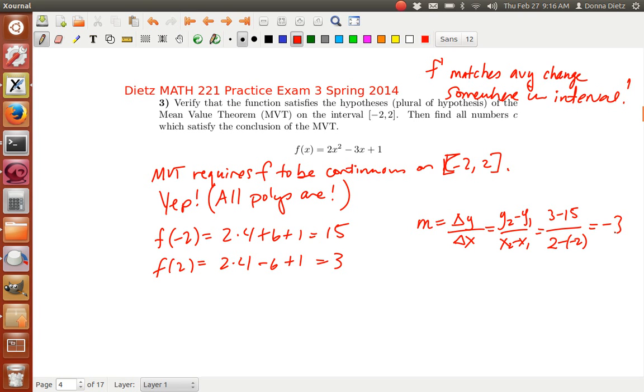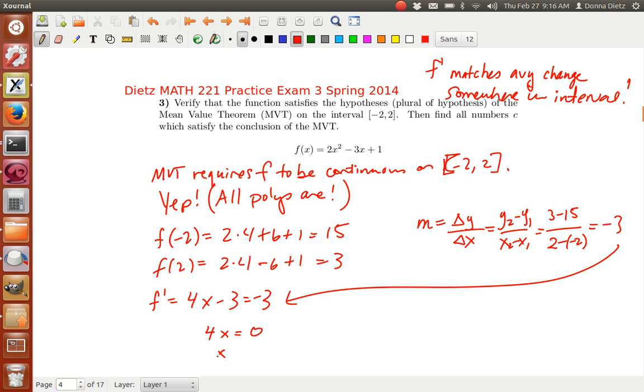Okay. So now let's go ahead and take the derivative, which you've been dying to do because you like that. Now let's set that guy equal to -3 and solve for x. Add 3 to both sides, x equals 0. How boring. But let's see what else it says. Find all numbers C which satisfy the conclusion. This is the only value for x which works.